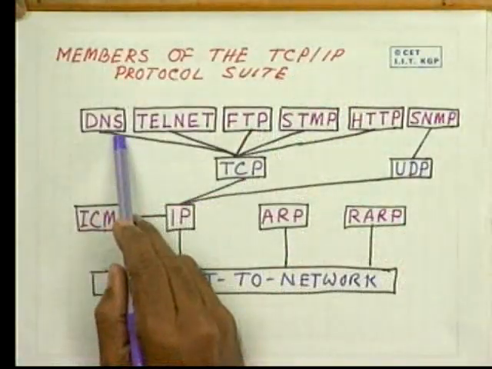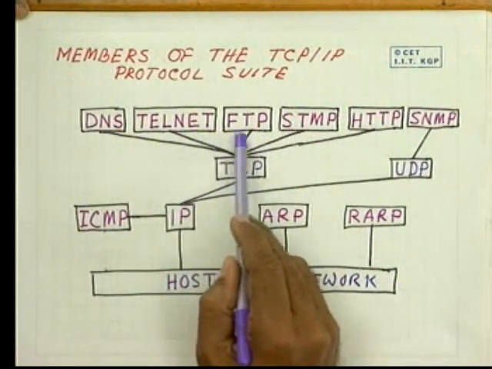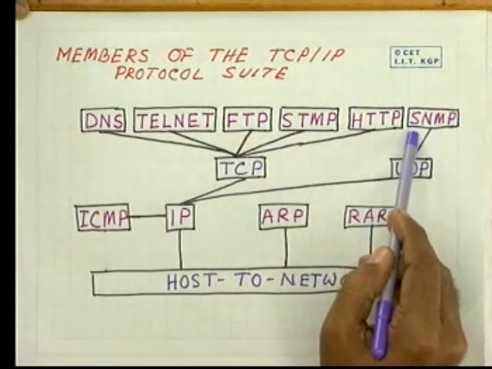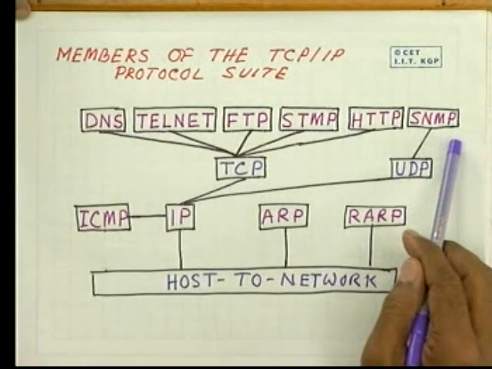Hello viewers, in this last lecture on internetworking, we shall consider various application layer protocols of the TCP/IP protocol suite. These protocols are DNS, domain name system, telnet, FTP, SMTP, HTTP and SNMP. We shall consider these protocols one after the other, and we shall see how these protocols are used to support different applications.